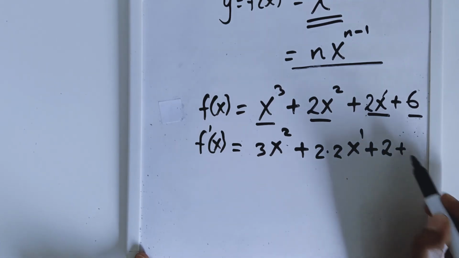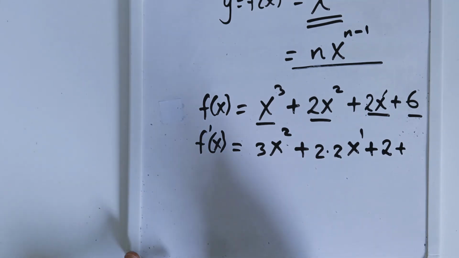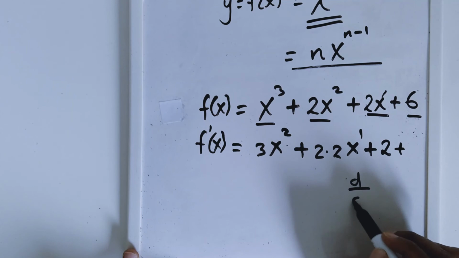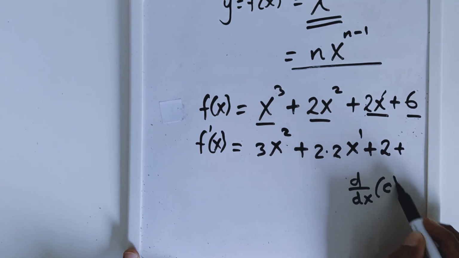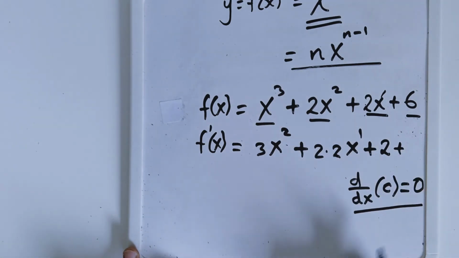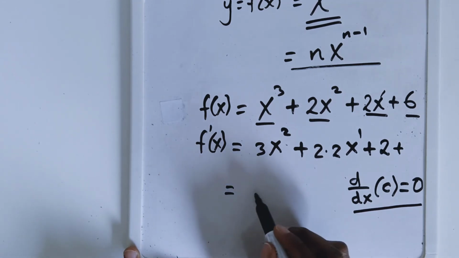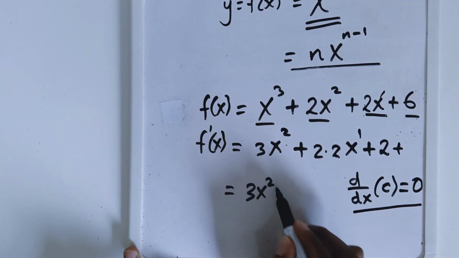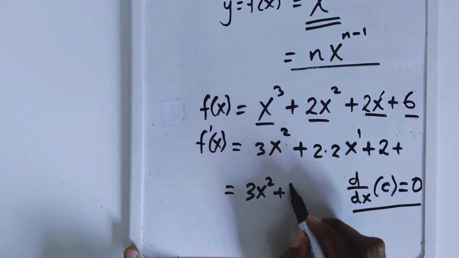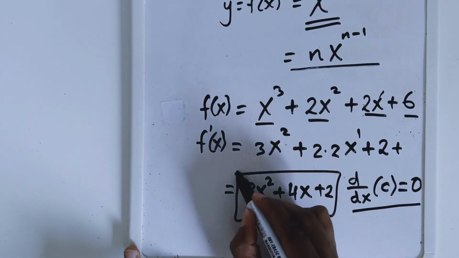Okay, so the next term that is left is a constant, 6. The derivative, this is a rule, the derivative of any constant is always equal to 0. So you have to remember these two. 6 is a constant because it doesn't have the term x. It's always equal to 0. So in conclusion, what is our final answer? 3x to the power of 2 plus 2 times 2, 4x, I don't need to write that one, plus 2. So this is my final answer.